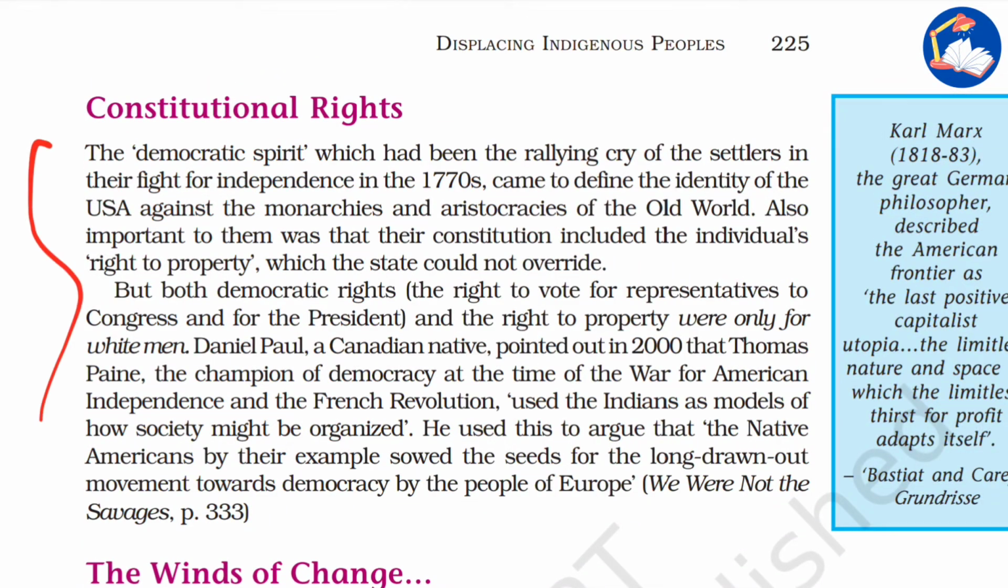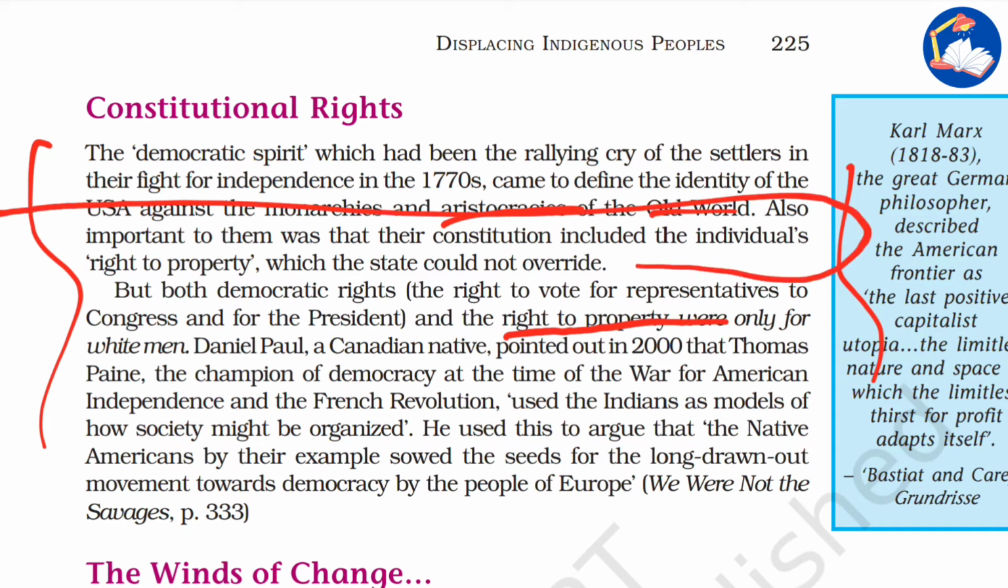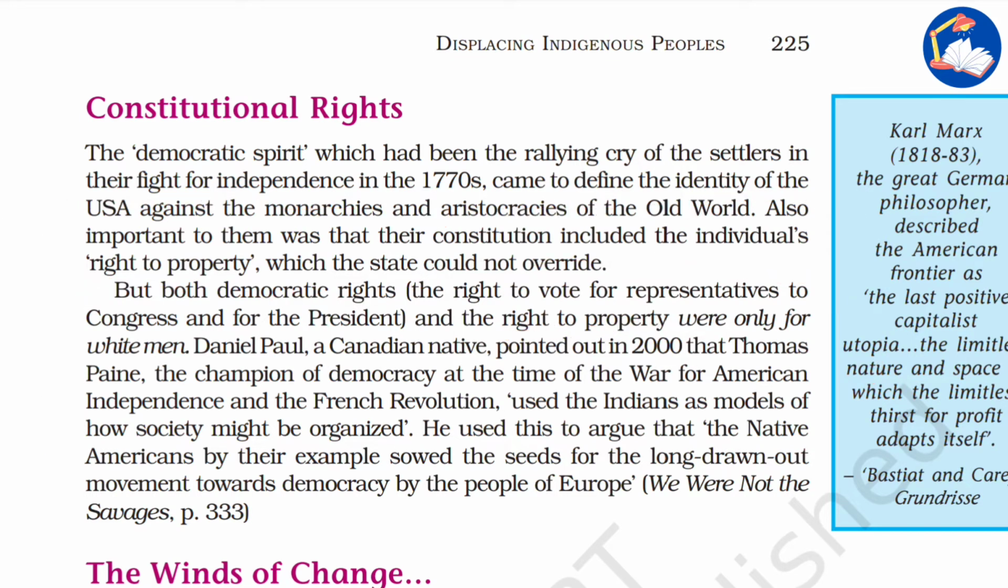They were advocates of democracy. The democratic spirit, which had been the rallying cry of the settlers in their fight for independence in the 1770s, came to define the identity of the USA against the monarchies and aristocracies of the old world. But both democratic rights and the right of property were important for them. Their constitution included the individual's right to property, which could not be overridden.